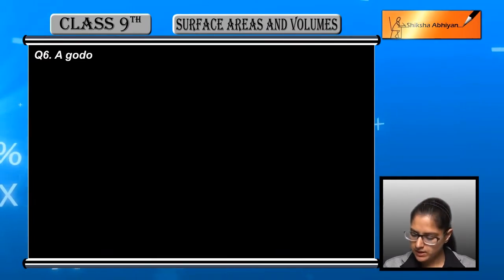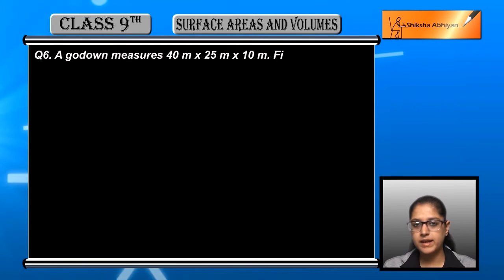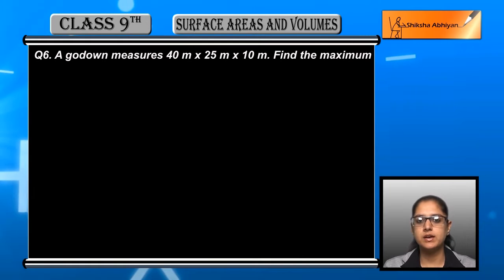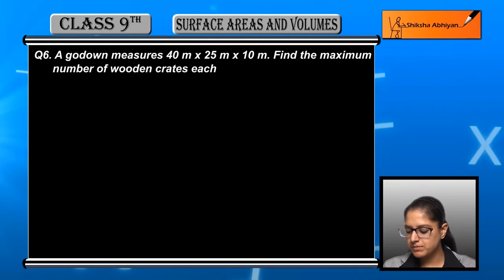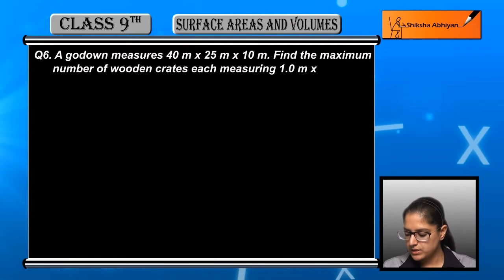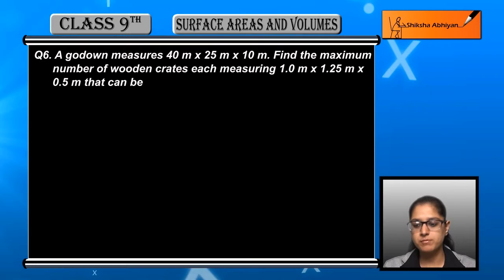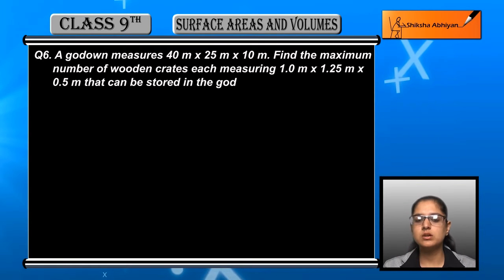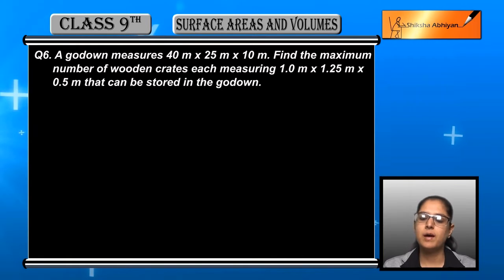Question number 6. A godown measures 40 meter, 25 meter and 10 meter. एक godown की ये measurements है, एक उनकी dimensions है. Find the maximum number of wooden crates, each measuring 1 meter, 1.25 meter and 0.5 meter that can be stored in the godown. एक crate की आपको dimensions given है, so उस godown में इतने कितने crates आ सकते हैं, ऐसे हमें ये बताना है.